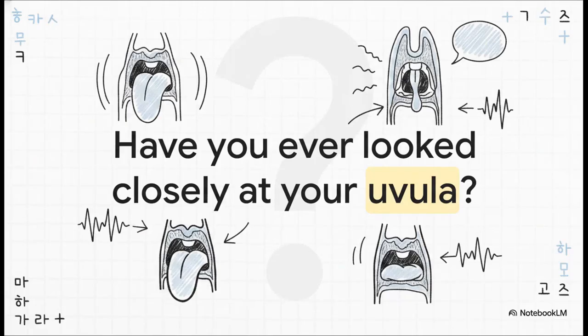To get started, do me a quick favor. Just put your hand on your throat right now. Or, just swallow. Have you ever actually asked yourself what that little punching bag hanging in the back of your mouth does when you speak? Well, it's called the uvula, and as we're about to see, it's basically the biological origin point of human spoken language.